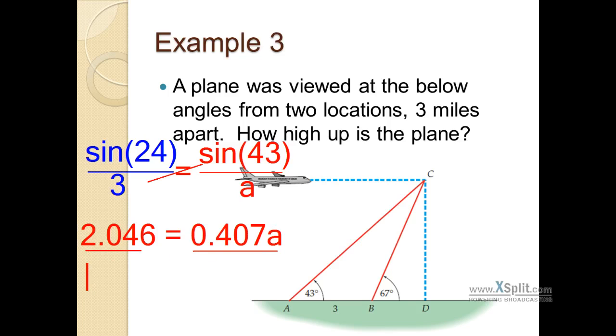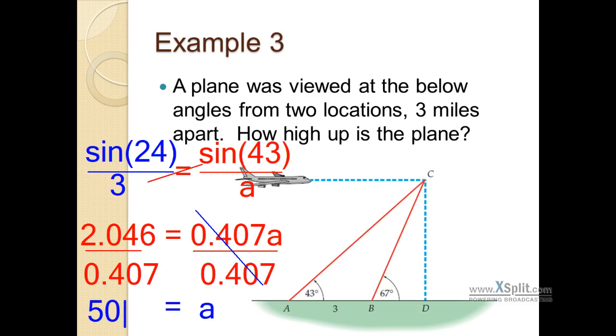Divide both sides by 0.407. Those are going to cancel out, and we're going to be left with just an A value on one side, equals 2.046 divided by 0.407, which gives us approximately 5.03. This distance right here, 5.03. After we're done with that, we can go back to normal trig.